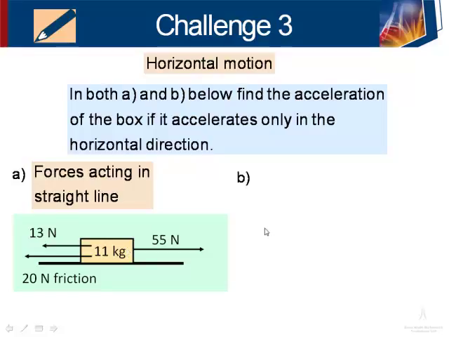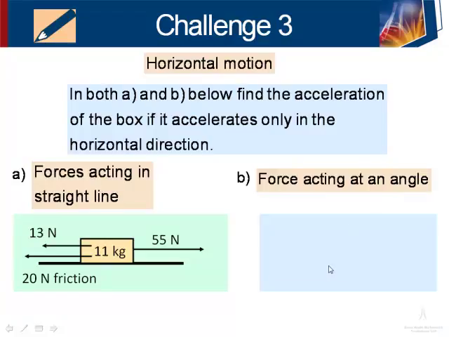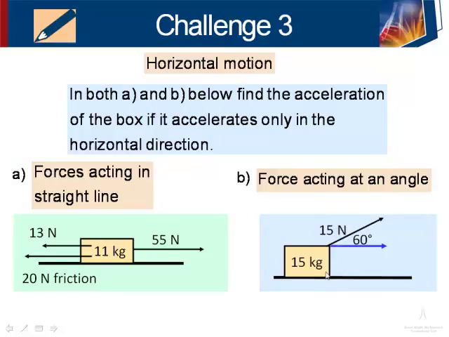Example B, however, is a force acting at an angle. Here we can see a box of mass 15 kilograms and the applied force is 15 newtons at an angle of 60 degrees to the horizontal. Importantly here, you need to work with components of forces. Pause the DVD now and do challenge 3.